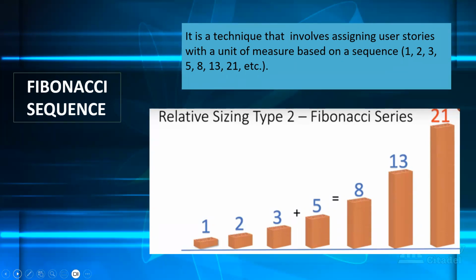So your BA reads a story for you during refinement. Everybody has a shared understanding. And then you're asking the developer and the tester to say, okay, can you please just roughly estimate this story?